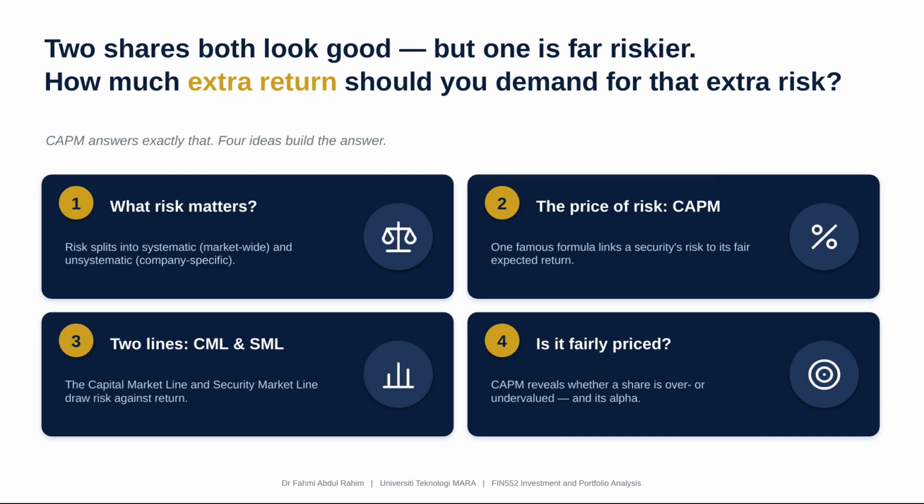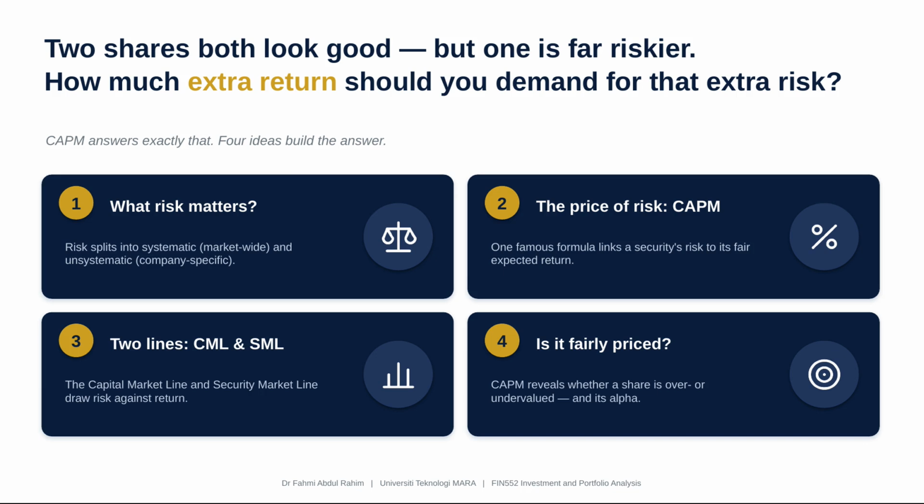Let me start with a very practical question. Imagine two shares, and both look attractive, but one of them is far riskier than the other. Common sense says you should demand a higher return for taking on the riskier one. But how much higher exactly? Should it be 1% more, 5% more, 10%? This is not a vague matter of opinion. The CAPM gives a precise, calculable answer, and four ideas build up to it, shown on the cards.